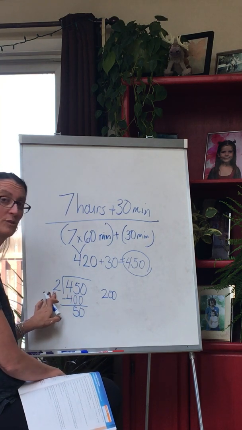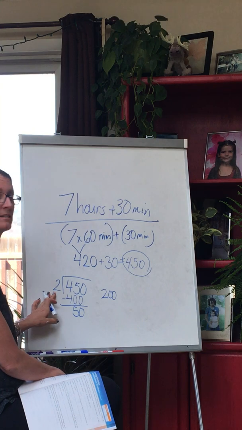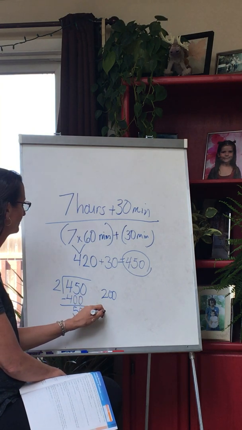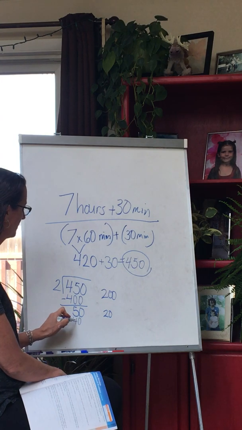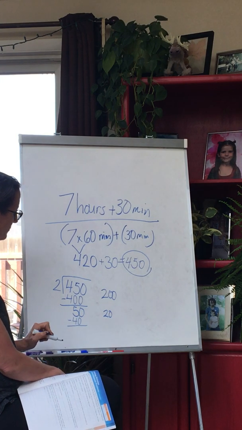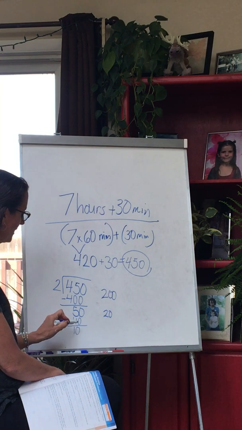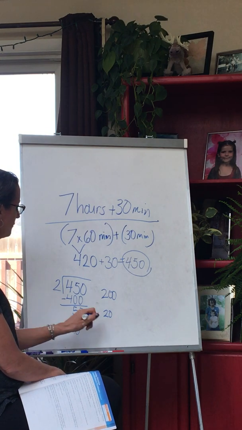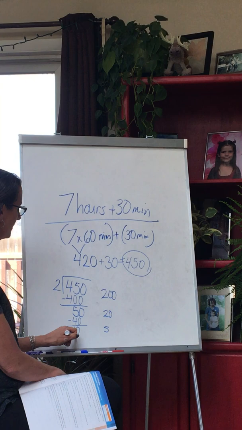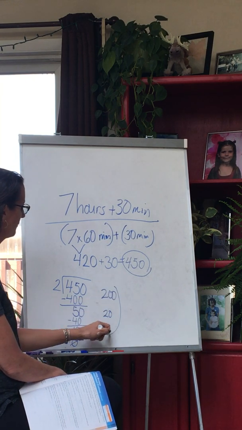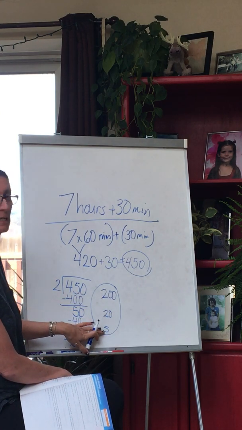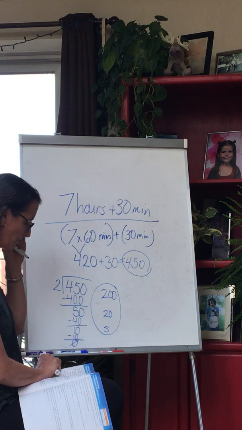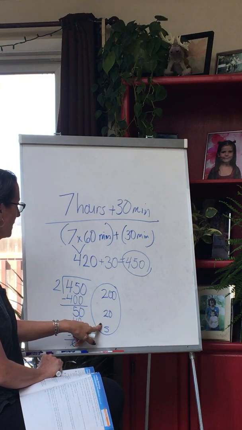And I know 2 times 20 is 40. And I subtract there with 10 left. And 2 times 5 is 10, and I subtract. And so I know each half session is 225 minutes. Okay, so the answer to number 1 would be 225 minutes.